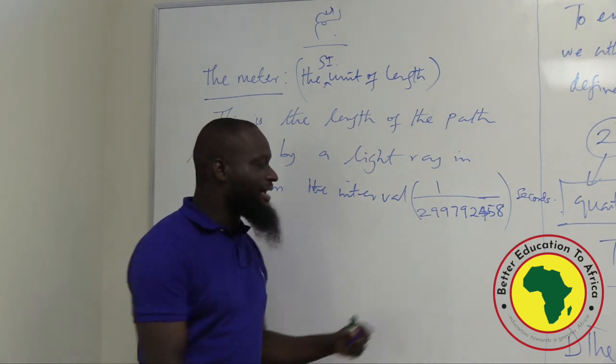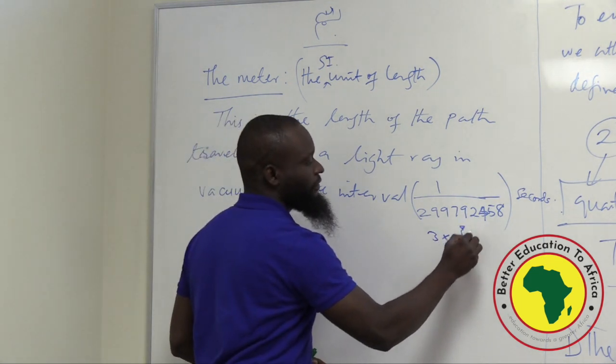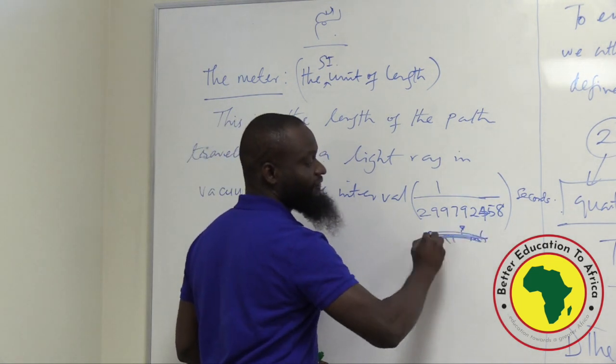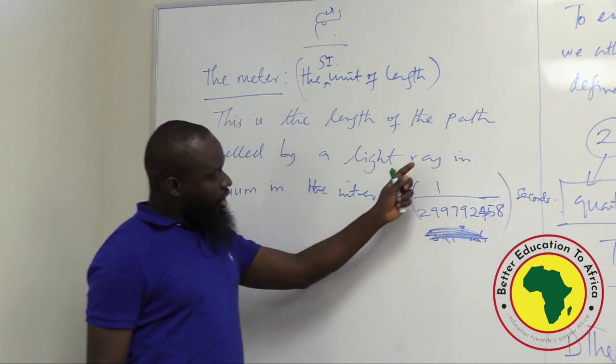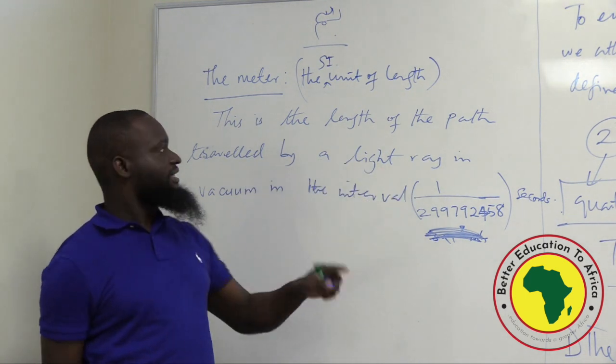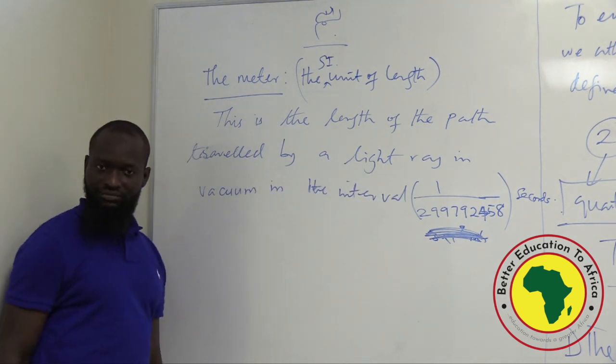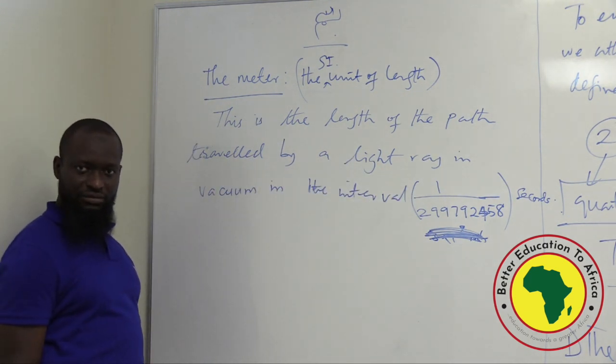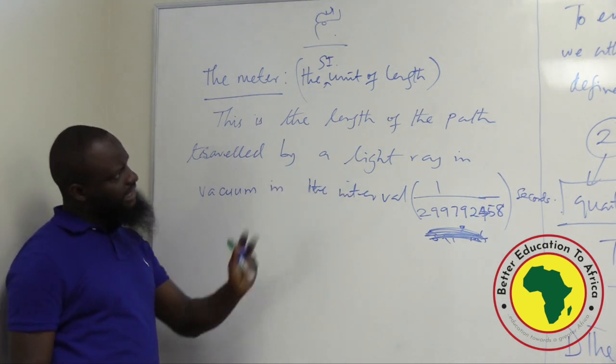It's approximately 3 × 10⁸ meters per second. That's the speed of light. But that's the value here. So in this interval, the distance a light ray travels is exactly 1 meter. That's how we define a meter. We'll come to the details later.